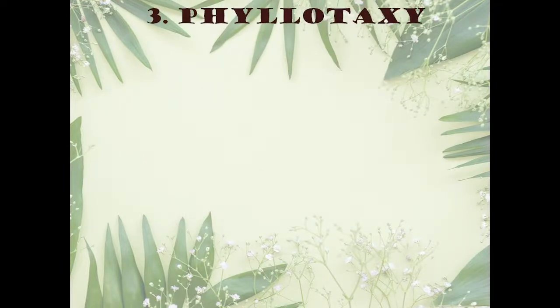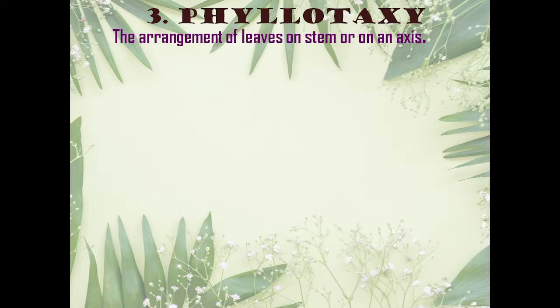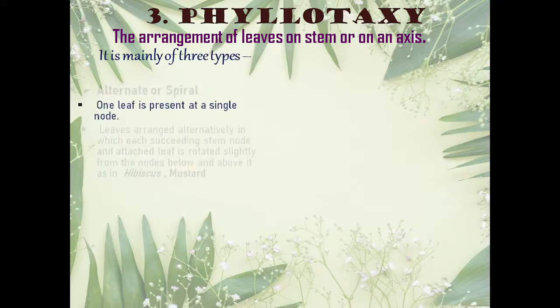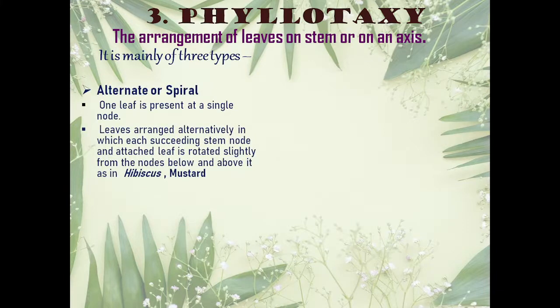What's there for us next? Oh, it's phyllotaxy. Do you know what phyllotaxy is? No? Let's see. It's the arrangement of leaves on stems or on an axis. Okay, three types. What are they? Alternate or spiral: one leaf is present at a single node. Leaves are arranged alternately with each other at each succeeding stem node, and the attached leaf is rotated slightly from the nodes below and above it, as in hibiscus and mustard.